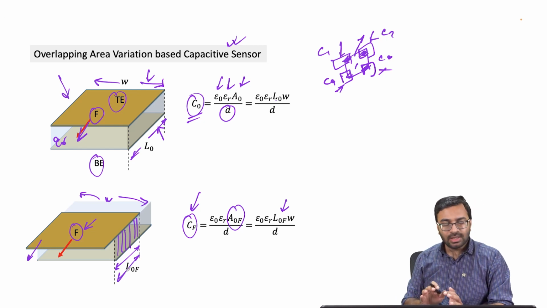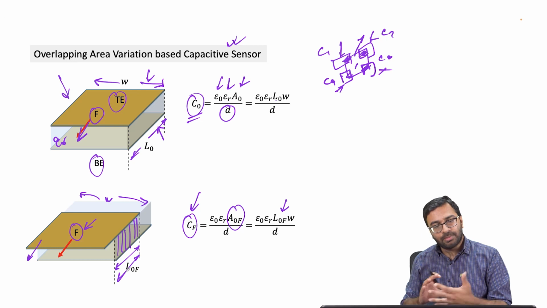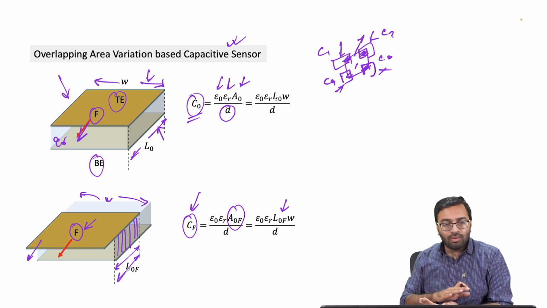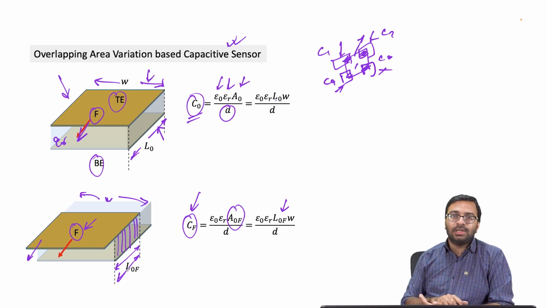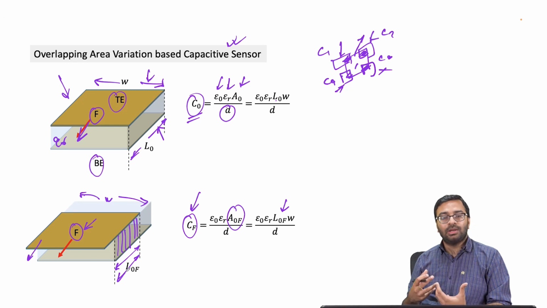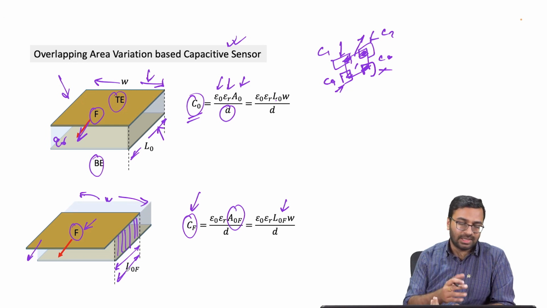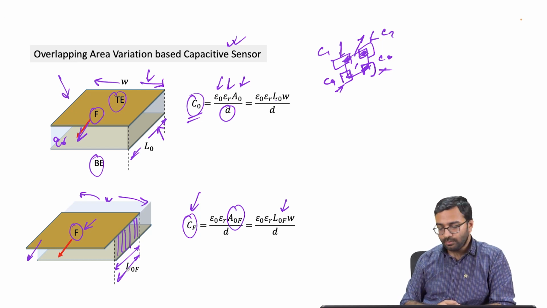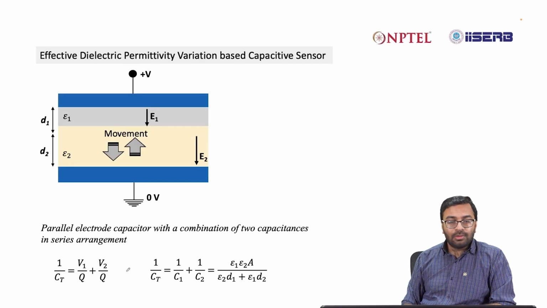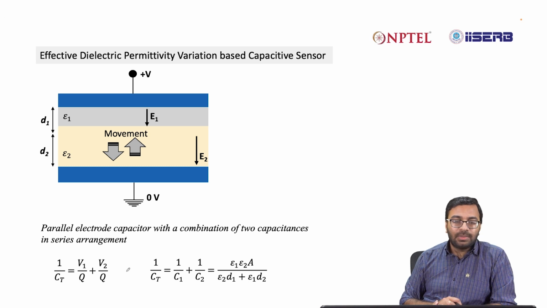Now this is an arrangement where the overlapping area variation is actually helping you to measure a physical quantity. In this case it's a force. So this can act as a force sensor. Okay.